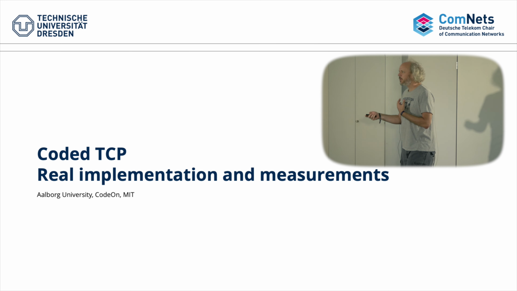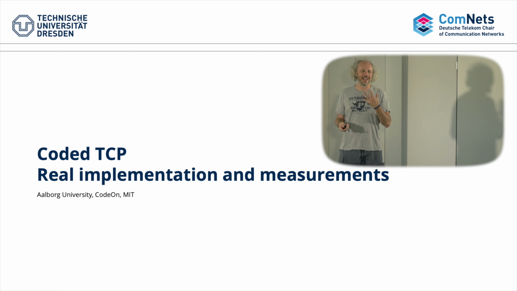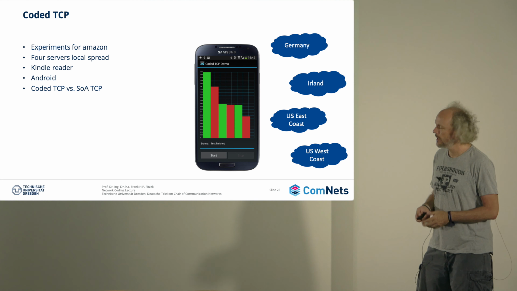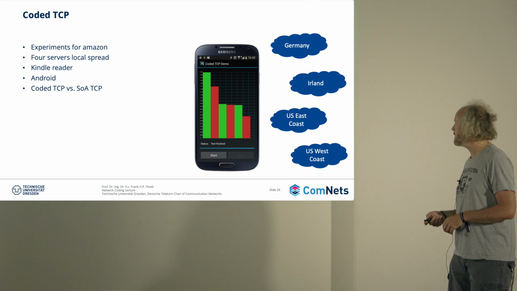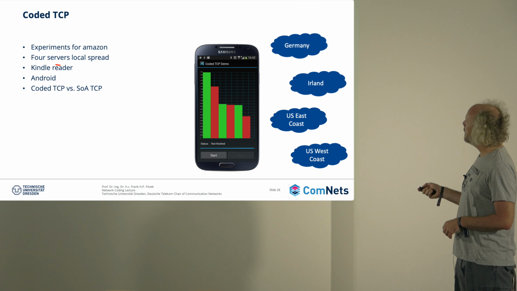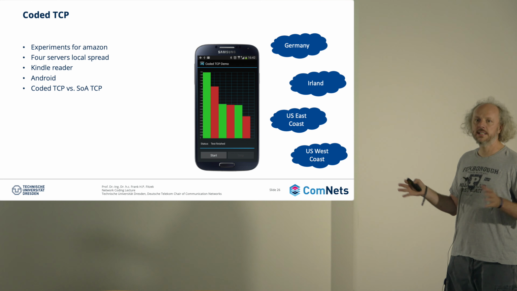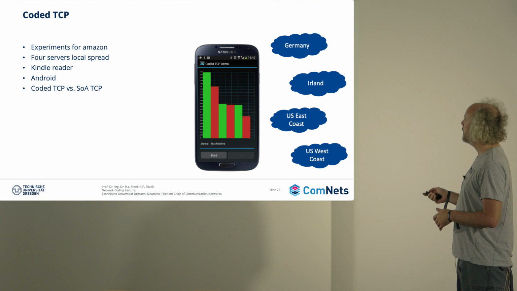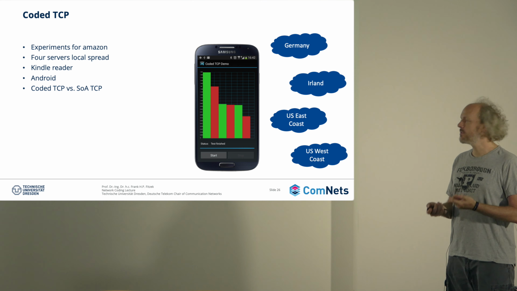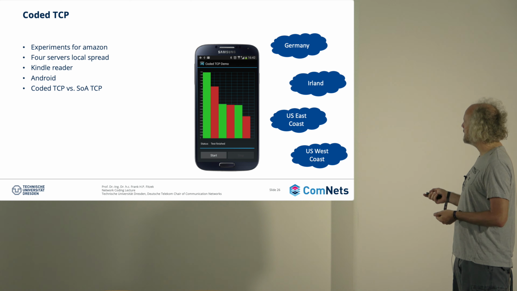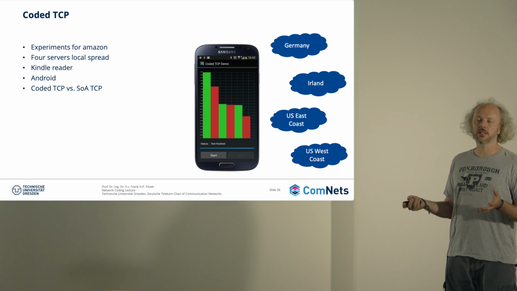Okay, so this was the theory, and what we did then is to think about, can we really bring this to a product? And we have done this together with Amazon, actually Lab 126, where we had 4 servers spread out globally, TCP servers, where some Kindle readers based on Android can read data. And we made a small app where you can download coded TCP versus state-of-the-art TCP.